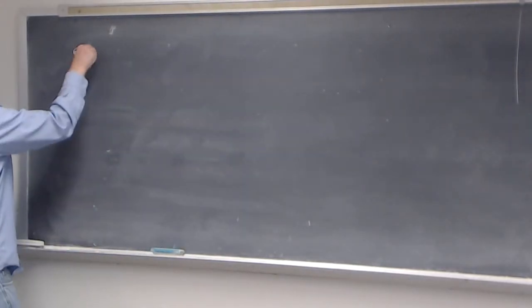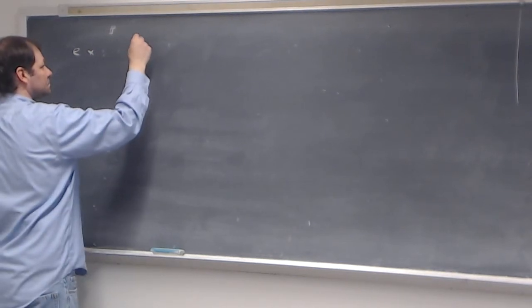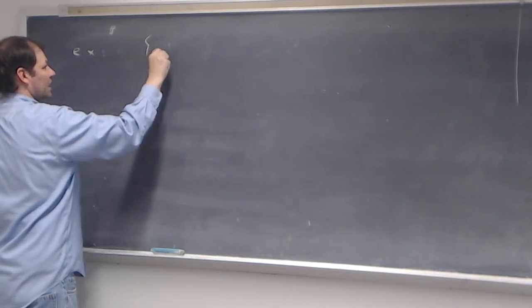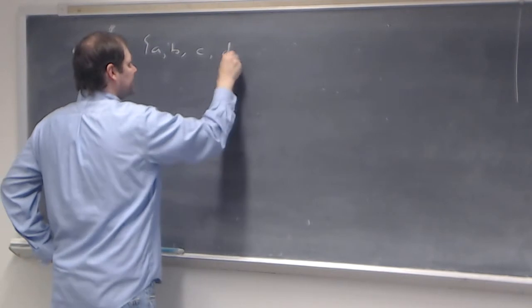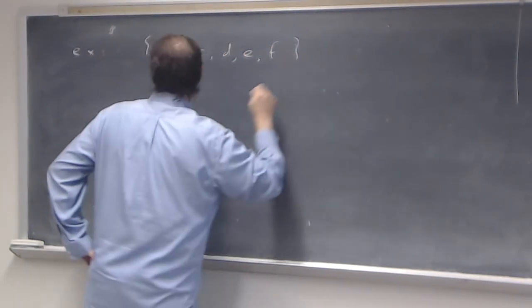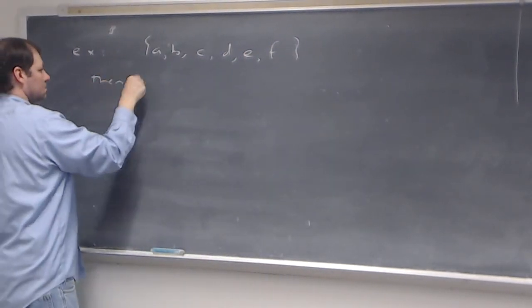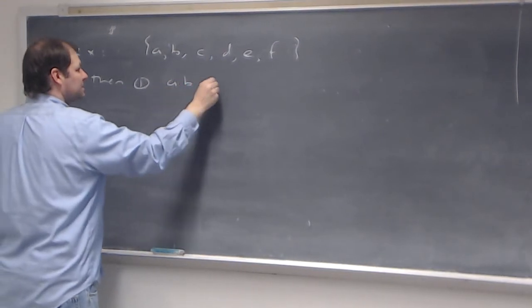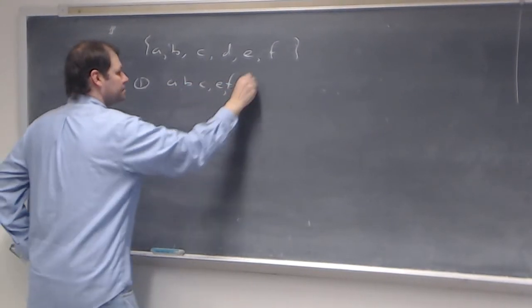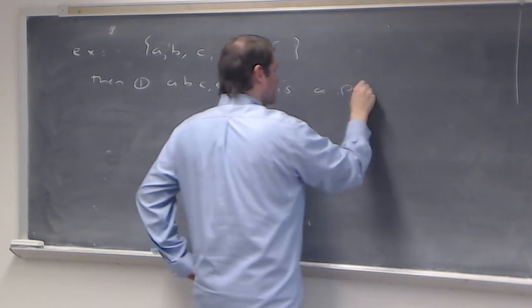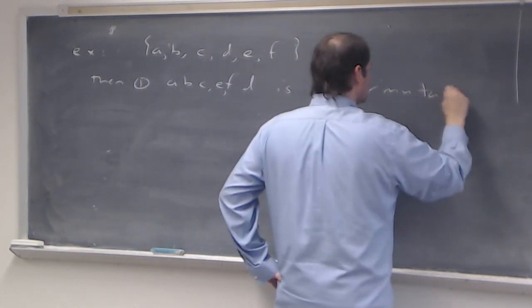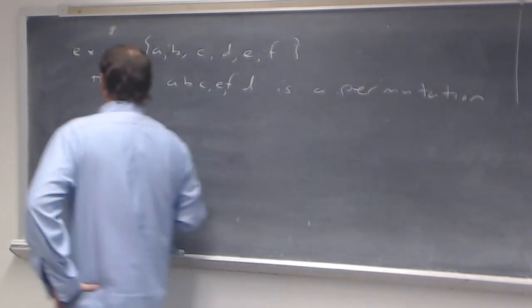As an example, if we had the collection of A, B, C, D, E, and F, then A, B, C, E, F, D is a permutation of these objects.